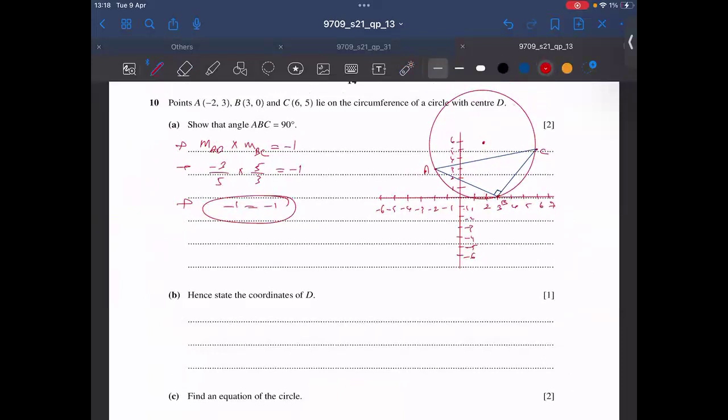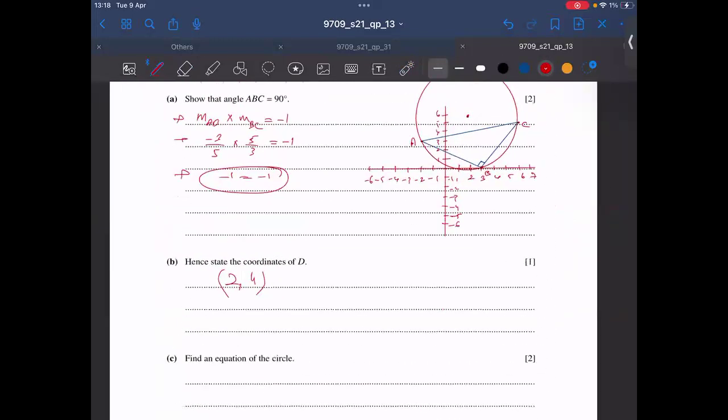So it's going to be the midpoint of AC, which is -2 plus 6 is 4, over 2 is 2. 3 plus 5 is 8, over 2 is 4. Now we can find out the equation of the circle.